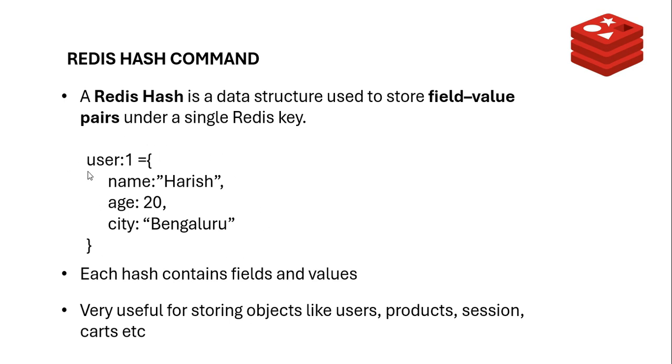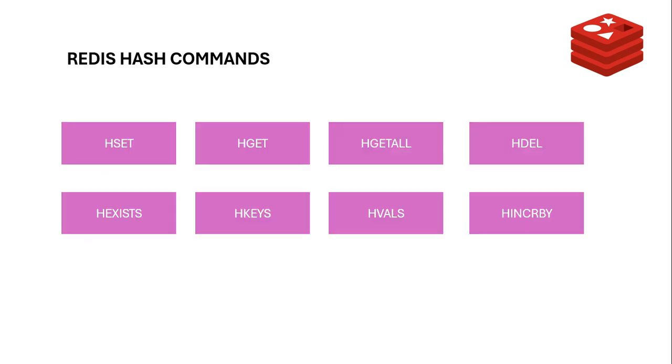So here we can declare the key as users1, and within that we can mention all the field values. Let's say name, Harish, age, and city, Bangalore. So all this can come under a single Redis key. Each hash contains fields and values, and they are very useful for storing objects like users, products, and such, which contain multiple field value pairs. These are some of the Redis hash commands which we'll have a look at.